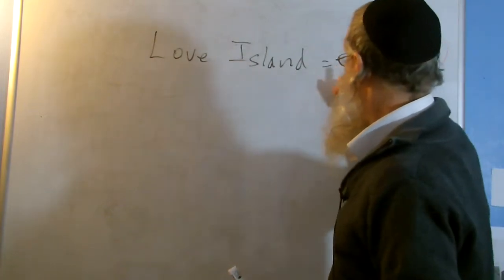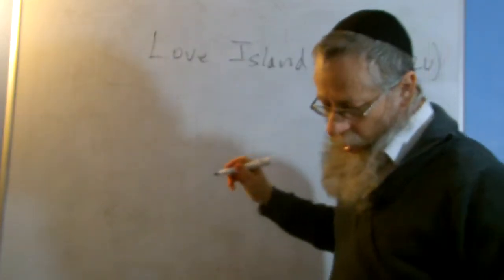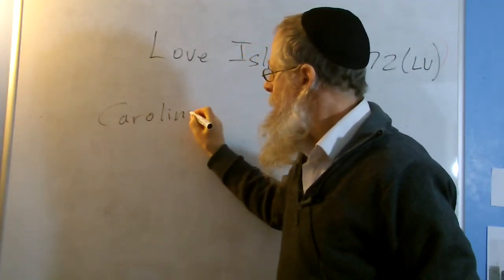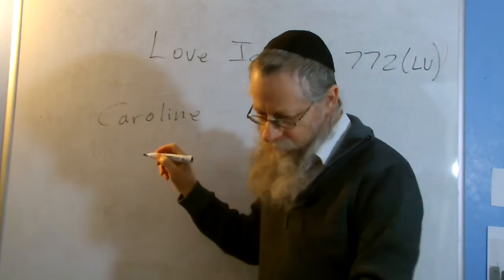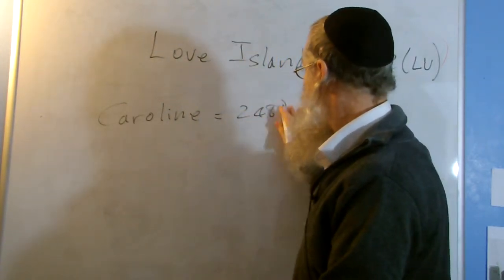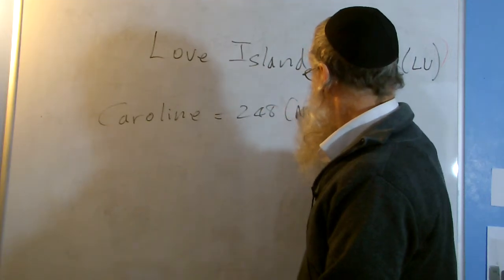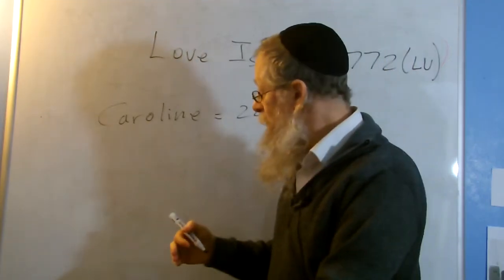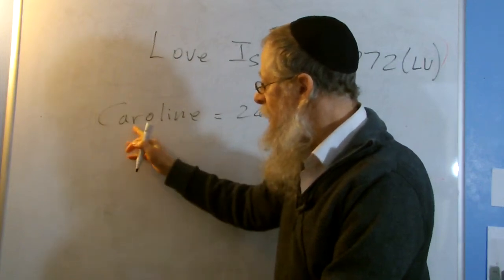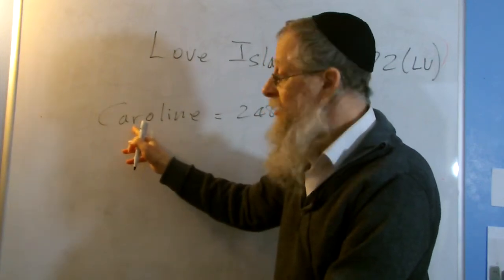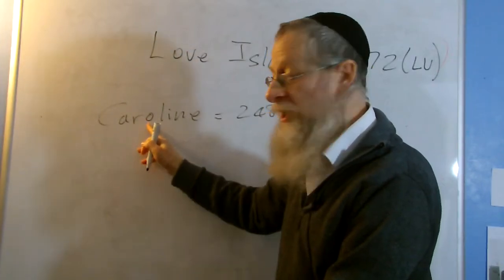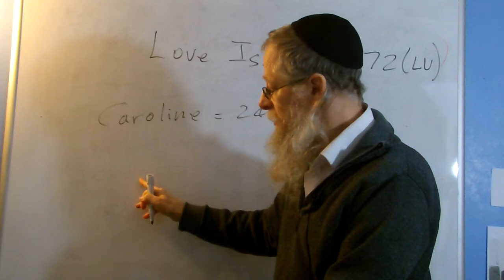Right, Love Island 772. Her name Caroline has a normal value of 248, that's the decimal value. And the normal inner value, if you remember, I take, is similar to the large value, but let's take R is 90 in the normal value, and I take the word 90, which is 87, O is 60, the word 60 is 97.